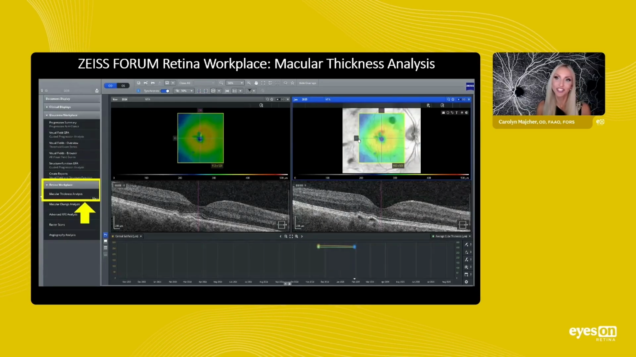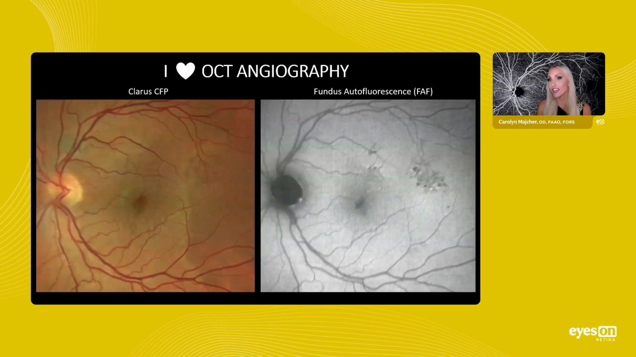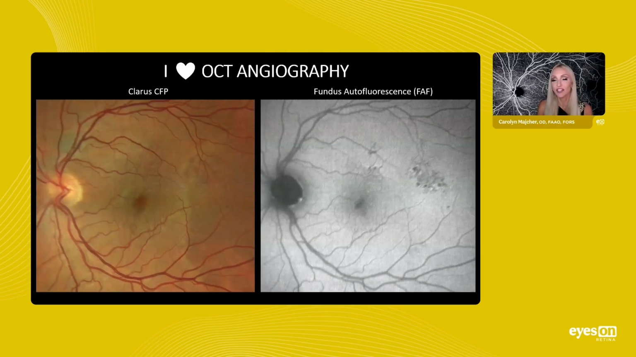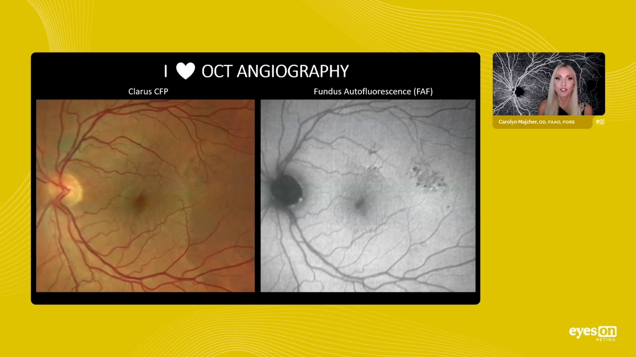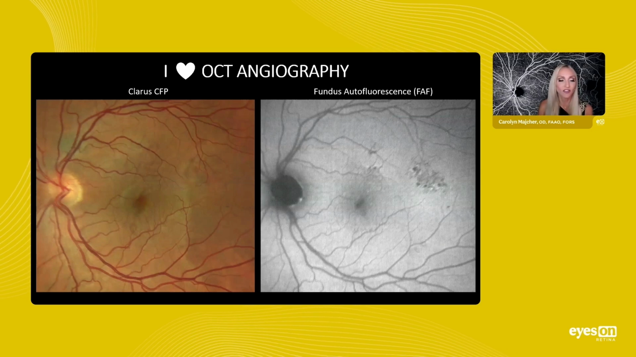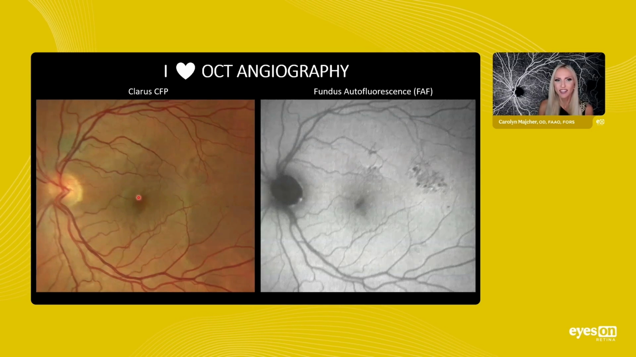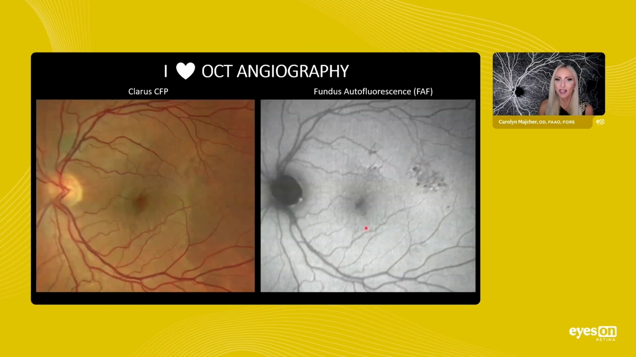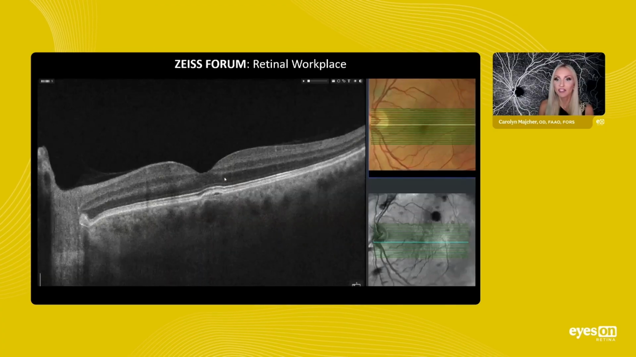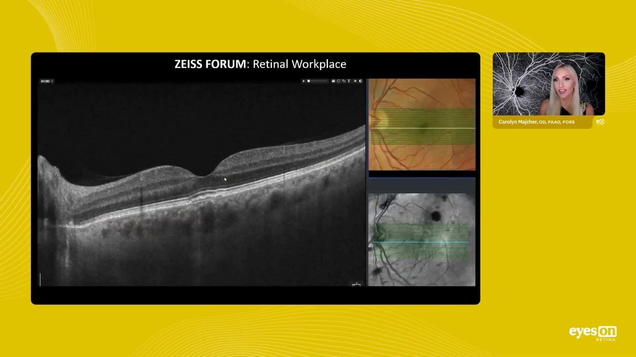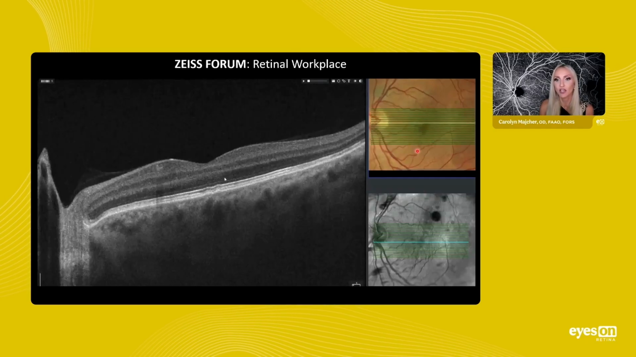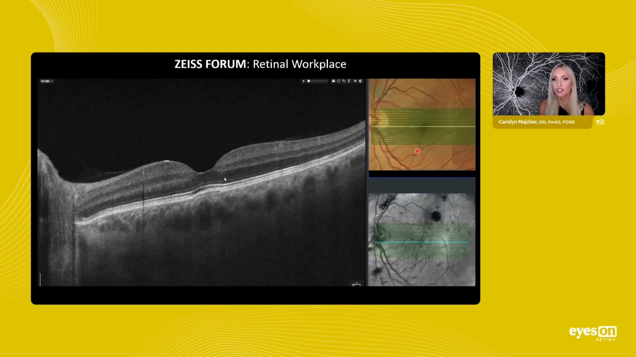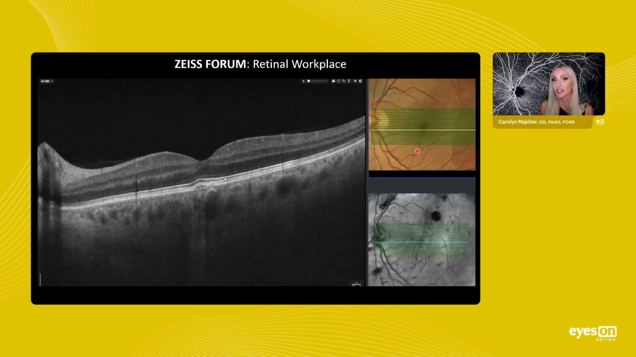But the reason I really wanted to show you guys this case is to highlight what was hidden behind the clinical examination in his left eye that we were able to pick up with OCT angiography imaging. And so here in his left eye on the Clarus color fundus photography, we can see he has some macular pigment mottling that's highlighted even more so on fundus autofluorescence. And then in the ZEISS Forum Retinal Workplace, we're overlaying again that 21-line raster scan on top of the color fundus photography images so that we're able to correlate those OCT abnormalities to what we're actually seeing clinically.